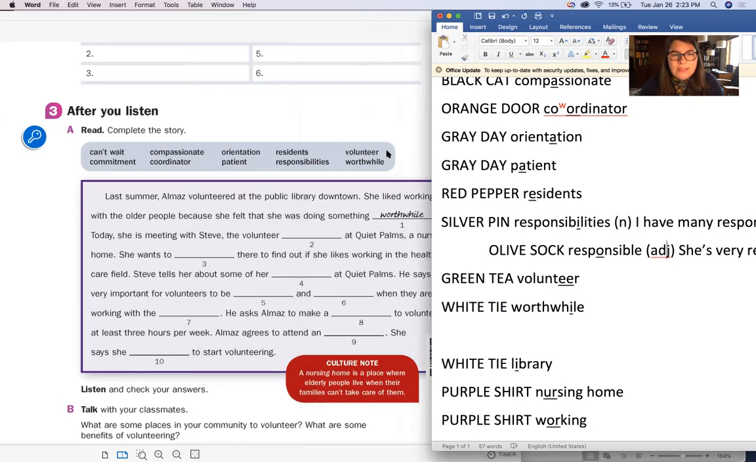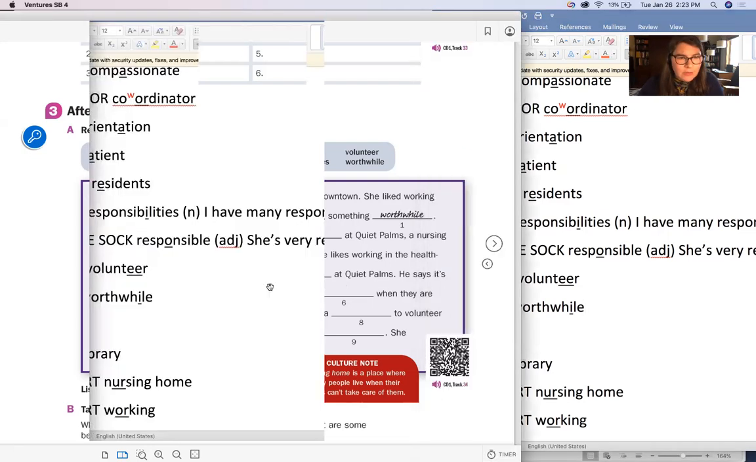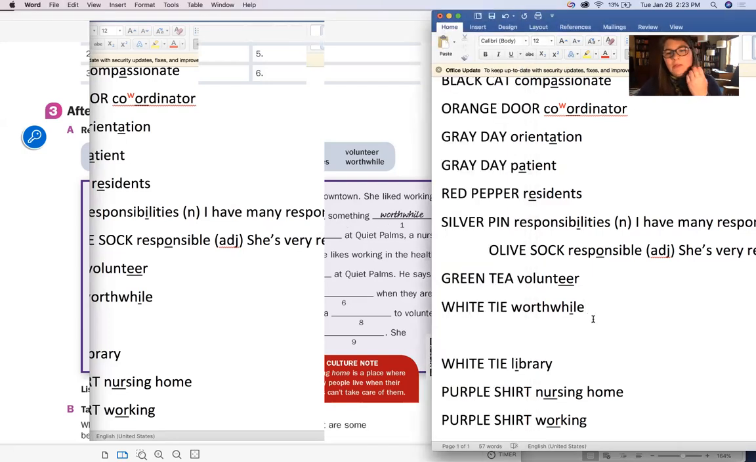All right, these two, volunteer and worthwhile. Green tea volunteer, and white tie worthwhile. Volunteer, we said, is a person who works for free. Worthwhile, she said something like it's, where is it in here? Sorry. Oh, right here. She felt she was doing something worthwhile. When she was helping people, it felt worthwhile. It means worth your time. It's not a waste of time. That's how I can explain it.